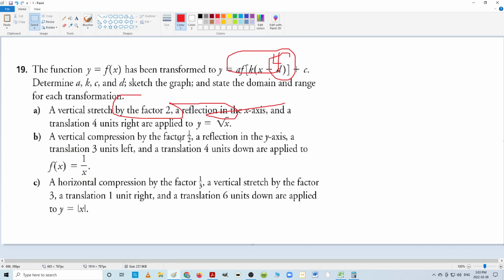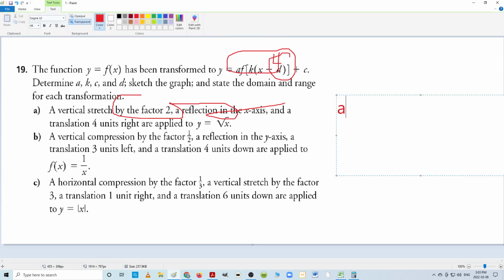And a vertical compression by a half. So that means A is equal to half. A reflection in the y-axis means K is going to be negative. Translation 3 to the left means D is going to be minus 3. Well, essentially in that bracket, it's going to be x plus 3. That's the problem with using just the minus. If I'm going to tell you what D is to create that, D is minus 3.